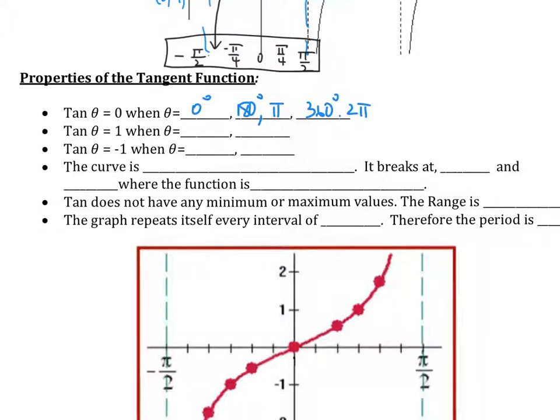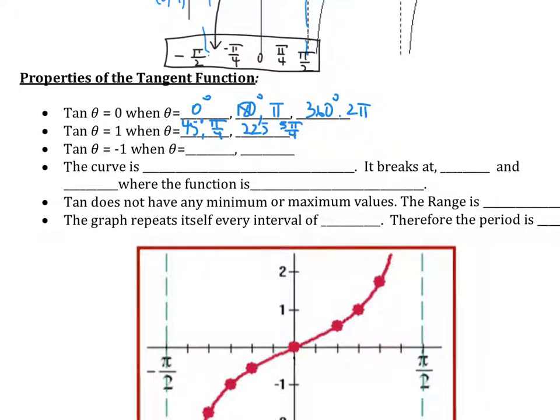When is tangent of theta equal to 1? 45 degrees, and remember that 45 degrees is the same thing as pi over 4. And where would be another example of that? 225 degrees, which is occurring at 5 pi over 4. The difference between 5 pi over 4 and 1 pi over 4 is 4 pi over 4, or pi.